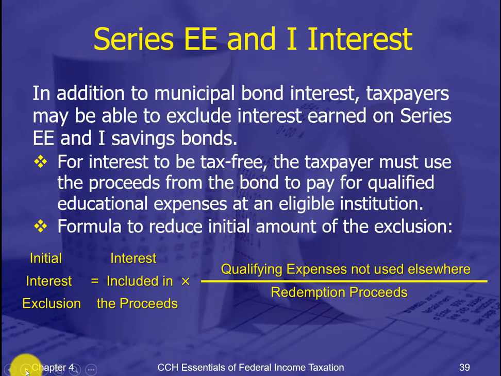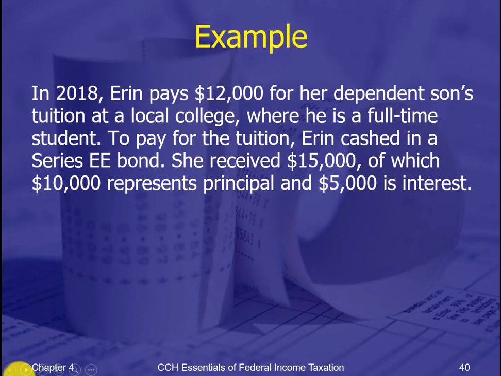So your interest exclusion is calculated by taking the interest, including the proceeds. So bonds are turned in, you get the whole amount, and then the qualifying expenses, as far as tuition and books that you didn't use some other credit for, divided by the redemption proceeds. So the best way to look at that is an example. Erin pays $12,000. Okay, she cashed in a Series E savings bond. She received $15,000, 10 principal, 5 interest.